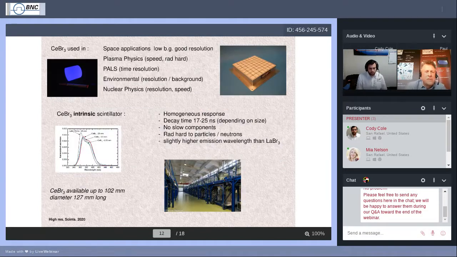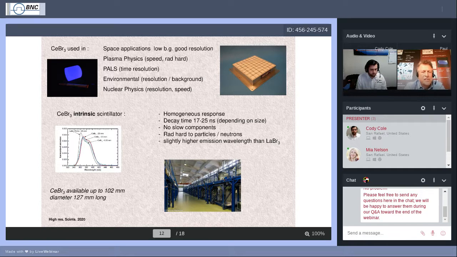Cerium bromide is used in space applications, for example, looking at potassium-40 lines, plasma physics for the high count rate, and positron annihilation lifetime spectroscopy. You can also use it for that because it is so fast. Environmental applications and nuclear physics. As I said, it is an intrinsic scintillator.